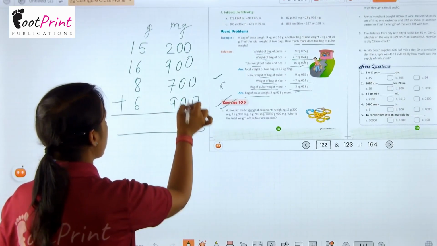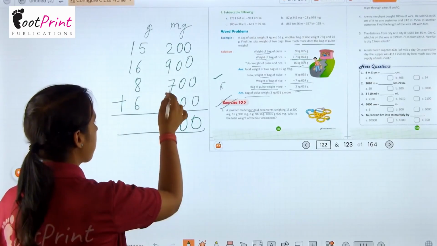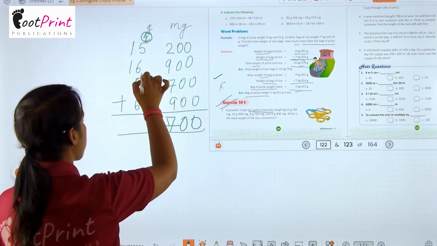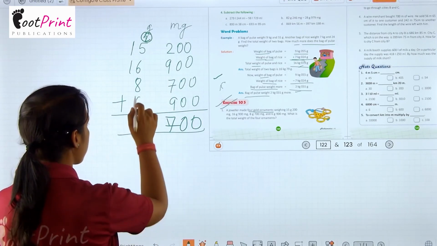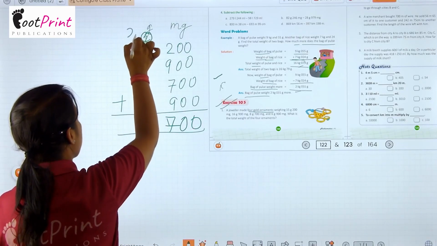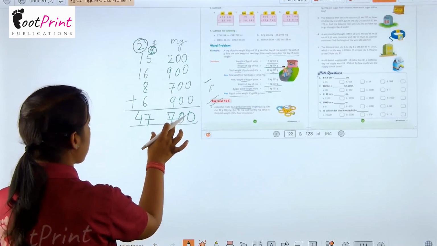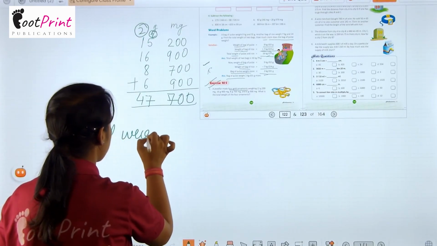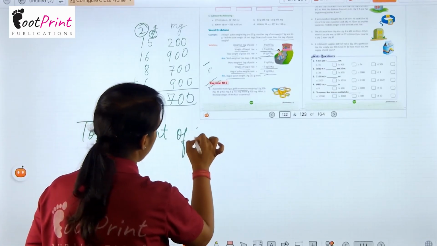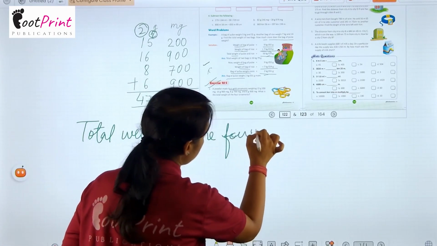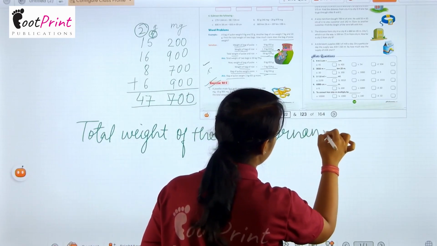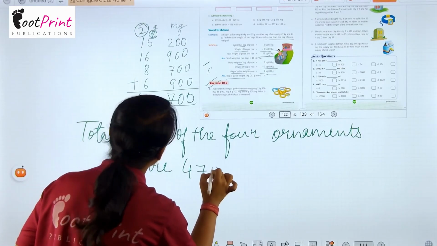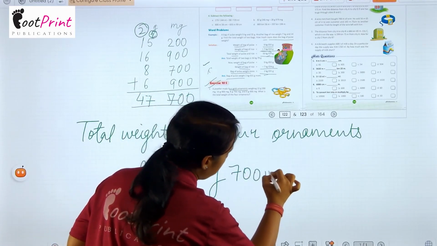Okay, so 0 and 0 is 0, again 0, 2, 9, 11, 11, 7, 18, 89, 27. So 7, here we have 2, 2, 5, 7, 7, 6, 13, 13, 8, 21 and 21 and 6, 27. Here we have 2, so it will become 47. So here we can write total weight of the 4 ornaments are 47 gram and 700 milligram.